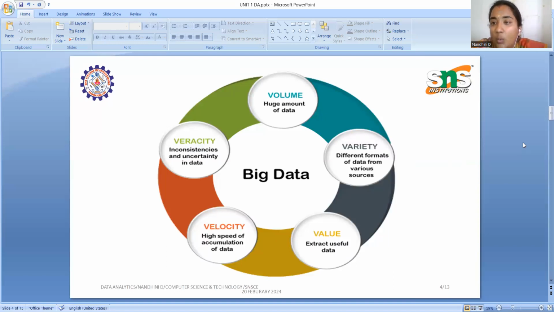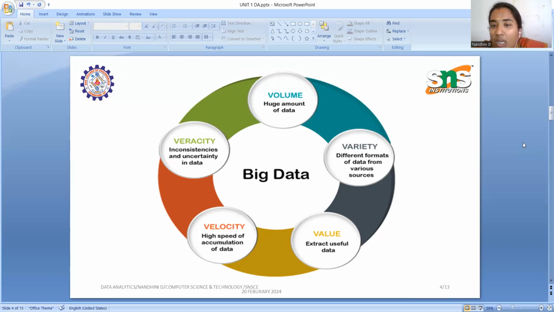In big data, we are going to see five V's. What is known as V's? We are going to see volume, variety, value, velocity, and veracity. What is volume? A huge amount of data that has been collected is known as volume.